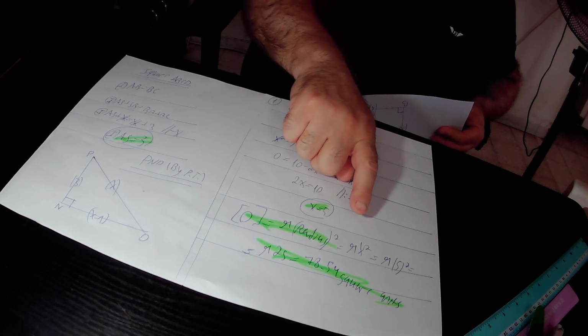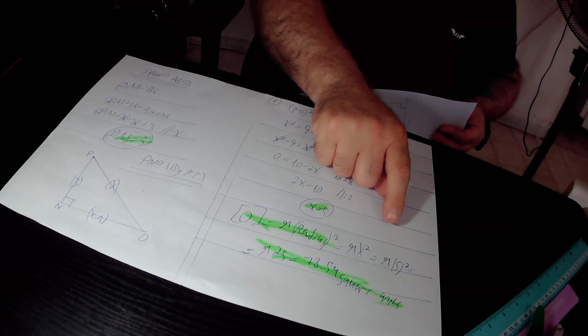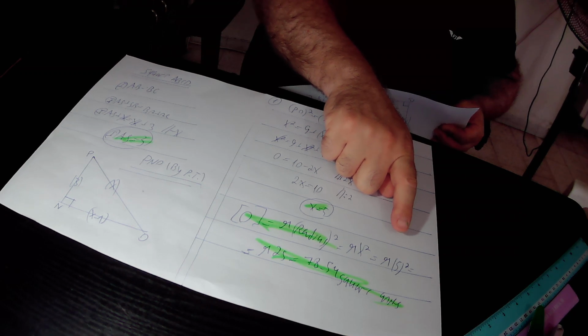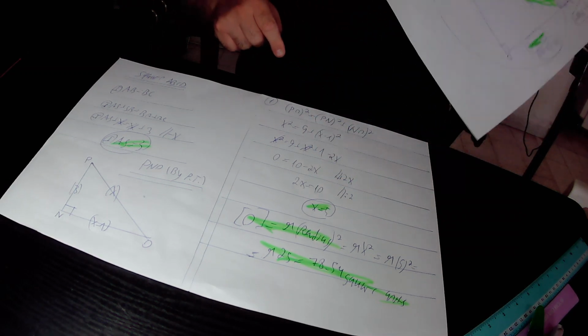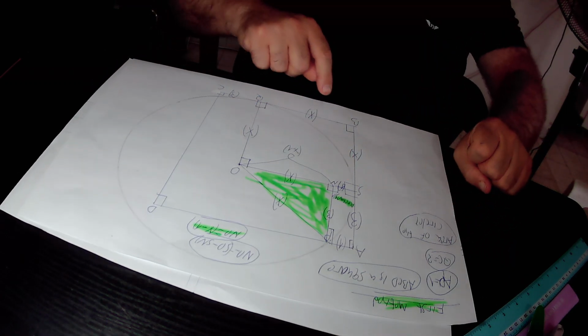But x is 5, therefore x squared is 5 squared. So in total, the area of our circle must be equal to pi times 5 squared. 5 squared is 25, so in total this expression equals 25 pi. So in total we shall find out what we are looking for in this question.